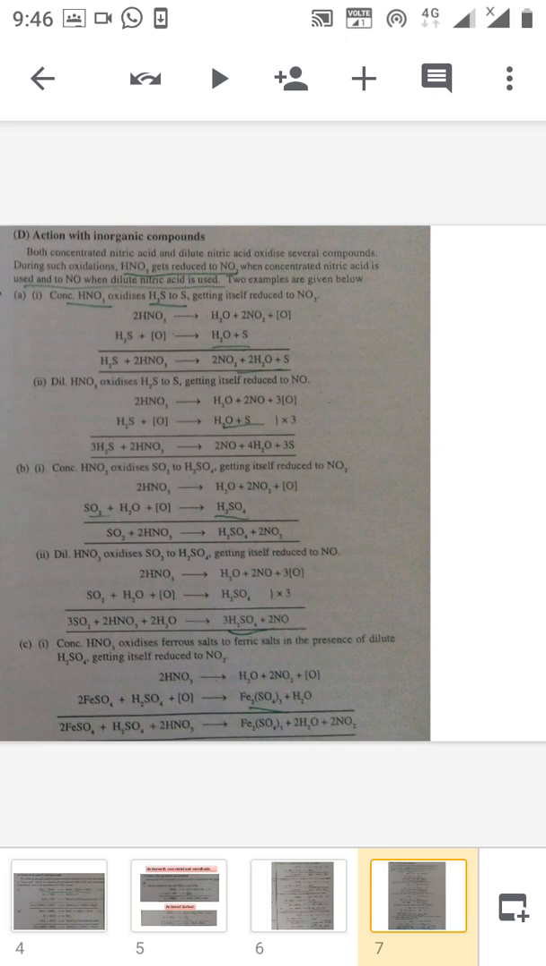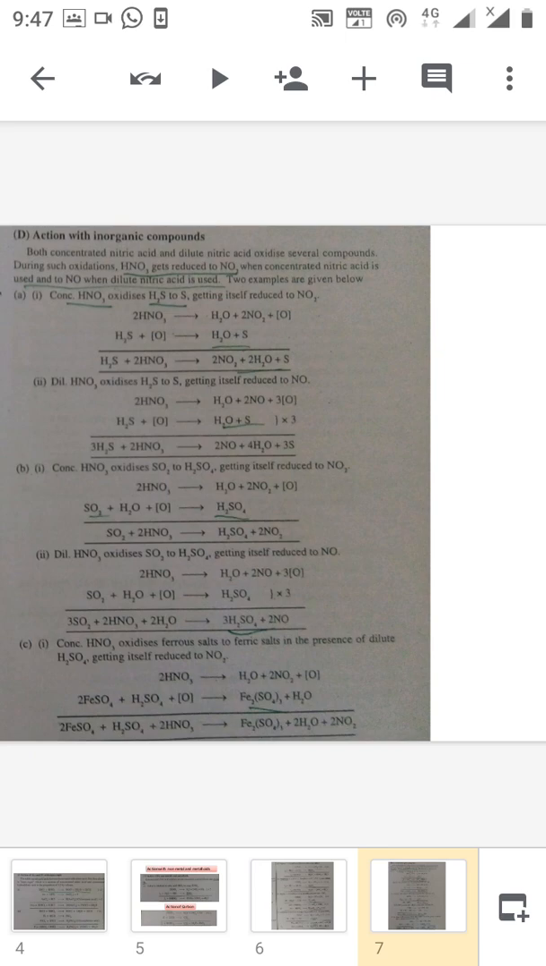And next is the reaction of the concentrated nitric acid with sulfur dioxide. The first equation is common. HNO3 gives H2O plus 2NO2 plus nascent oxygen. This nascent oxygen reacts with the sulfur dioxide and water to form the sulfuric acid. And next is the reaction of the sulfur dioxide with dilute nitric acid. We will get the same product, sulfuric acid.